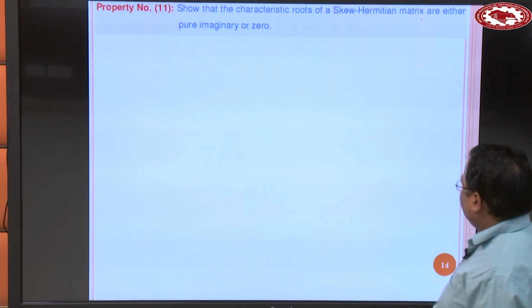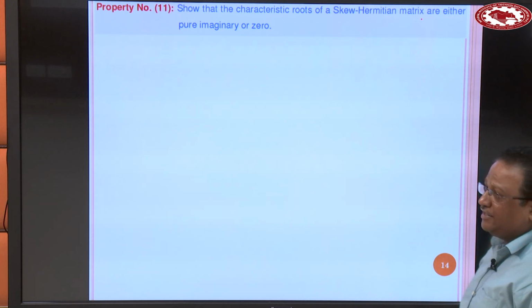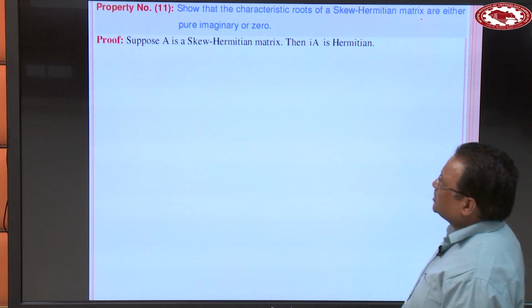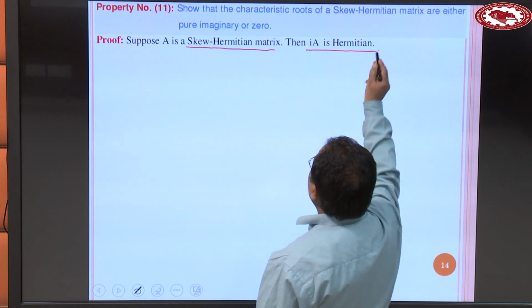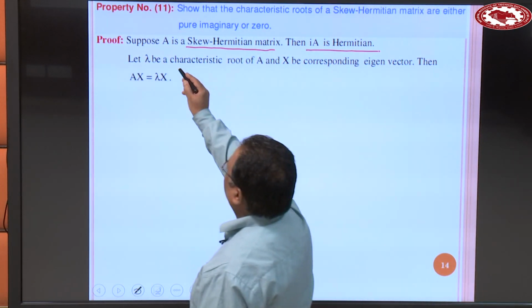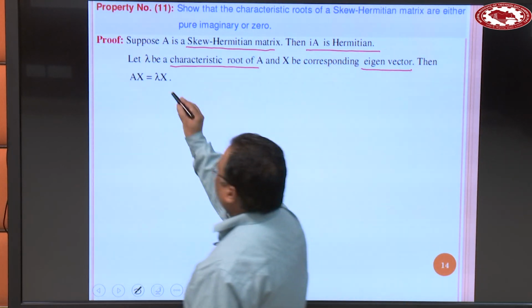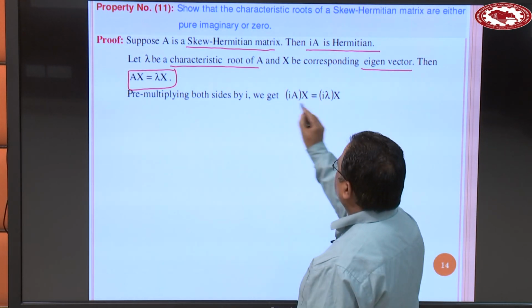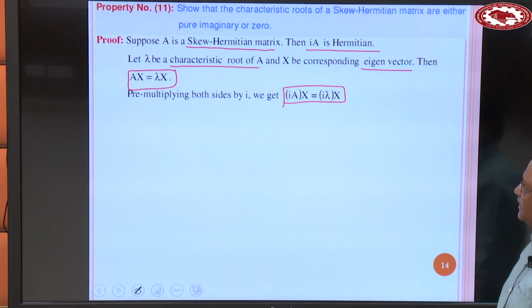Now the next property is to show that the characteristic roots of a skew Hermitian matrix are either pure imaginary or 0. Suppose A is a skew Hermitian matrix, and we know when A is skew Hermitian, then eta A is a Hermitian matrix. Now let lambda be an eigenvalue of A and x the corresponding eigenvector. Then by definition Ax is equal to lambda x. Pre-multiplying both sides by eta, we obtain eta A x is equal to eta lambda x.